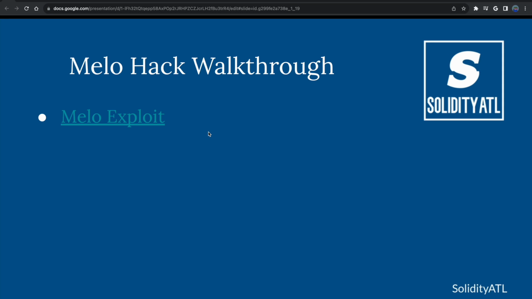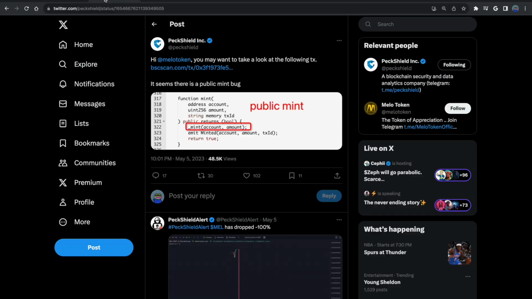Let's take a look at the Melo token hack. This was a real-world example where the Melo token project was hacked because they failed to have the proper access control. You don't really need to know much about the project besides they were minting a token. Melo token was centered around being able to do gift giving and appreciation easily on chain. And unfortunately, they did not have the proper security controls to check for proper access control. So let's just take a look at what the issue was and how the attacker exploited this.